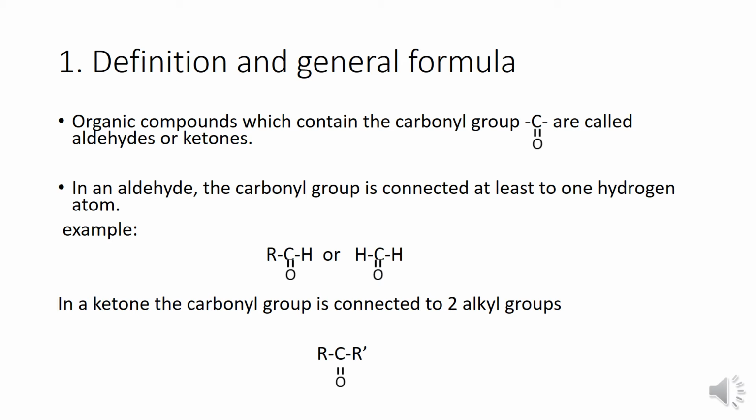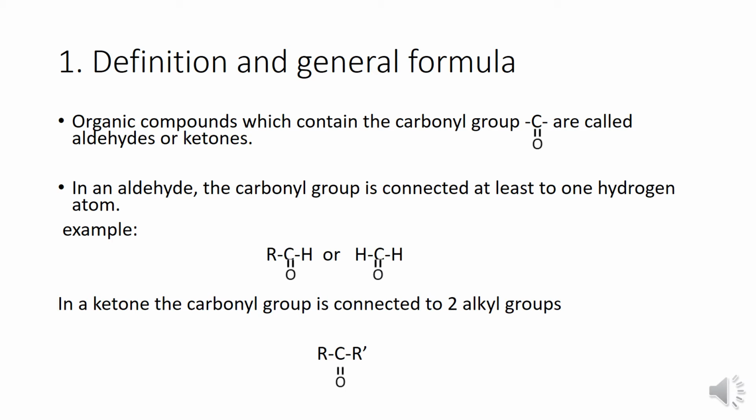For example, the C double bond O is connected here to H and to R, or the carbonyl group is connected to two hydrogen atoms. In a ketone, the carbonyl group is connected to two alkyl groups. Here, these two alkyl groups can be either similar or different.